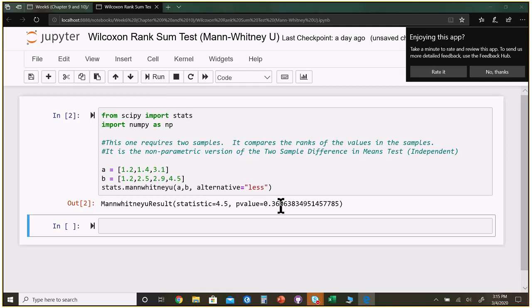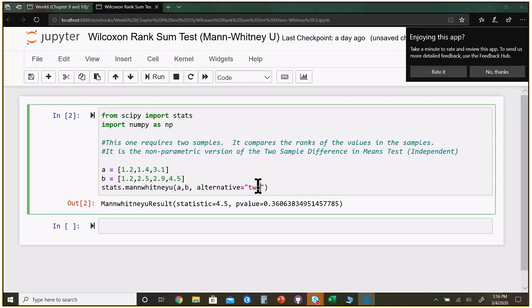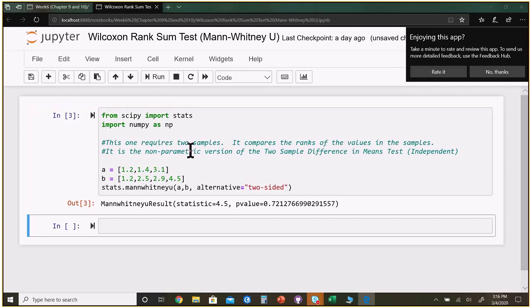So you could see that number is basically half. 30. If the other one was 72, that's 36. That's half of that number. Okay. So there we're asking, is B less than A? So we'd still reject it, but we have that two-sided as the default. Okay. All right, let's stop there.